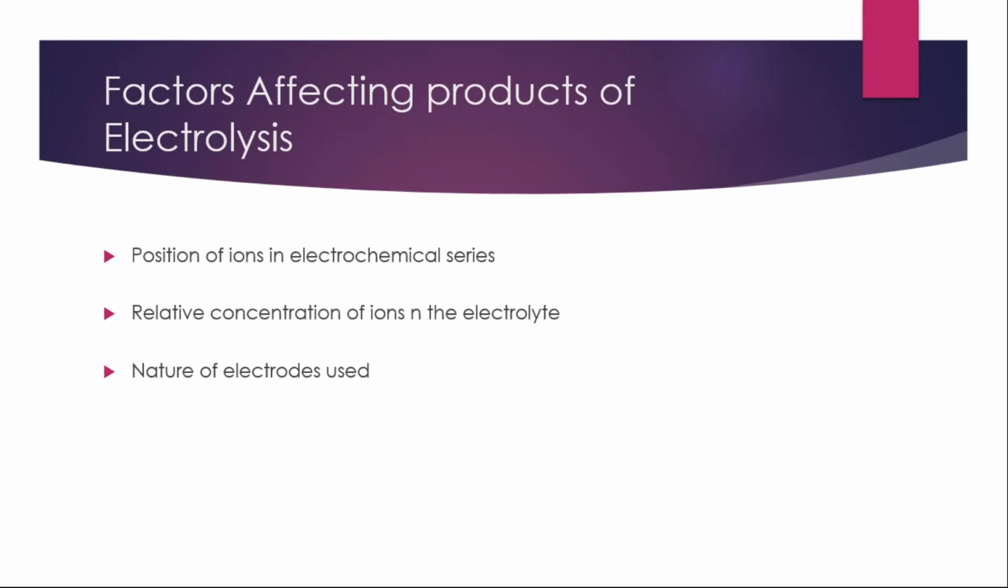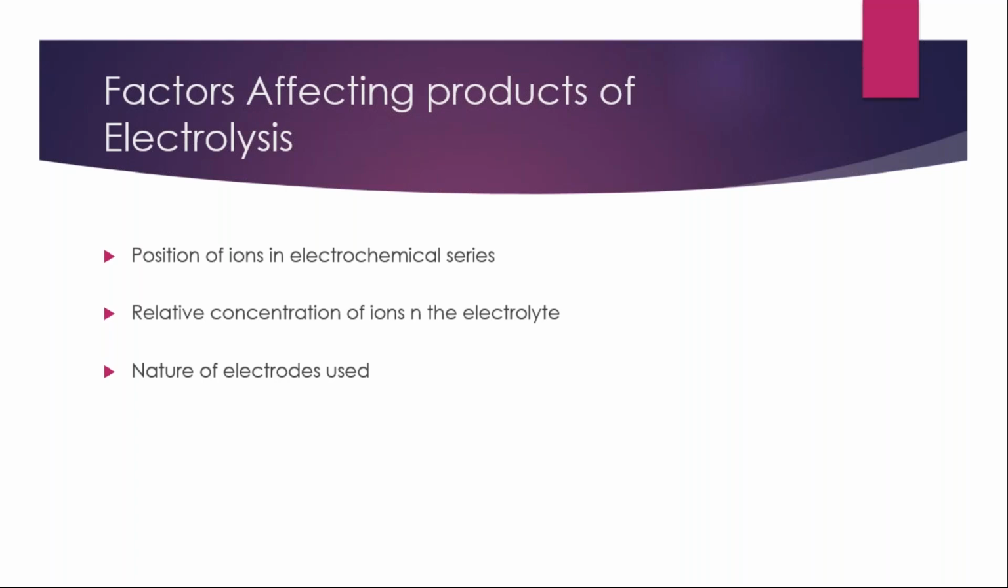Number three: the nature of the electrode used is also another factor that affects electrolysis. Some electrodes do not take part in the electrolytic reaction at all. For example, if you're using an inert electrode, it's not going to take part in the electrolytic reaction. So the nature of electrode used can also determine the product of the electrolysis.